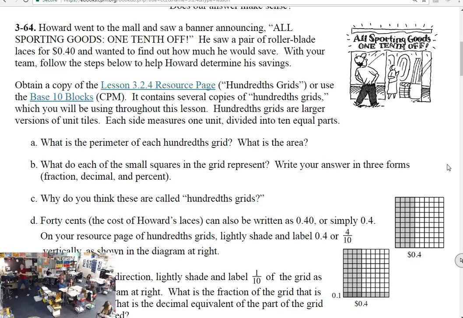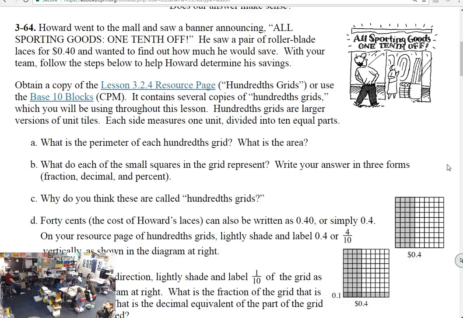But so Howard's going to the mall, and the sporting goods store has a sale where all goods are 10% off. So 10% off. There's a few ways that we can think about this. 1/10 off would be like the fraction form. Now, I don't really feel like the store would hang a banner that says 1/10 off. They'd probably say 10%. So with your team, follow the steps below to help Howard determine his savings.